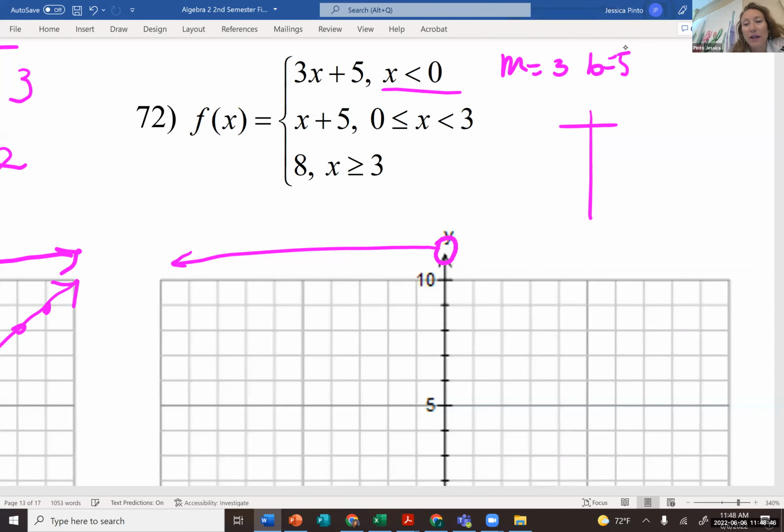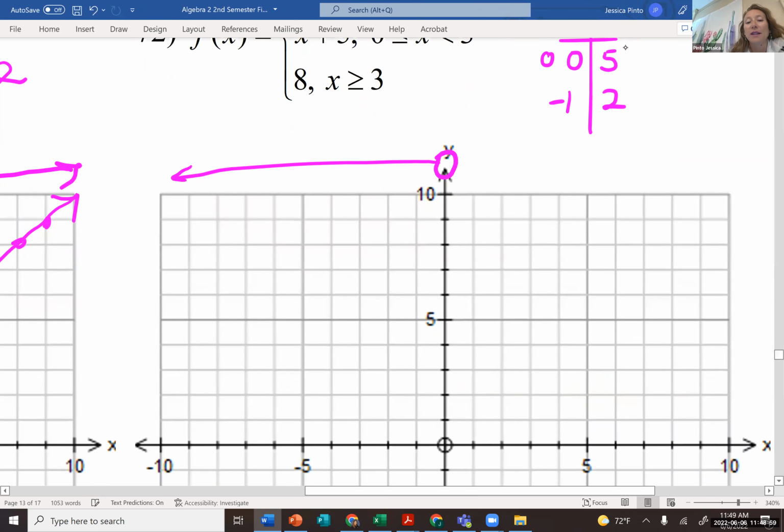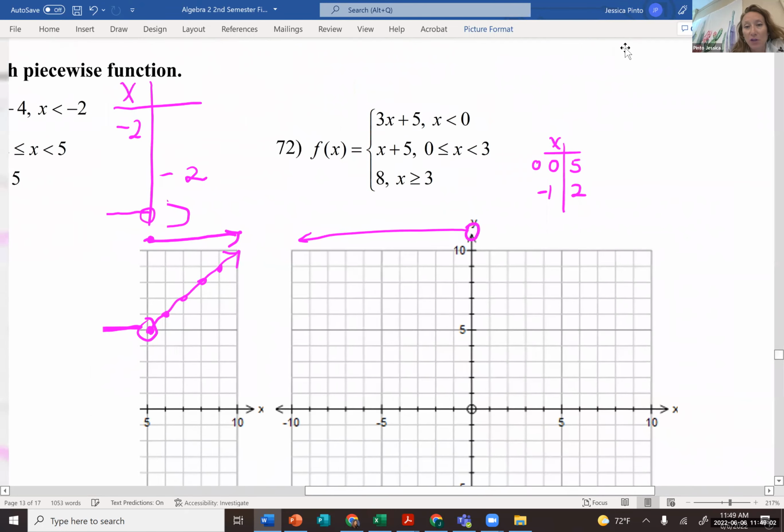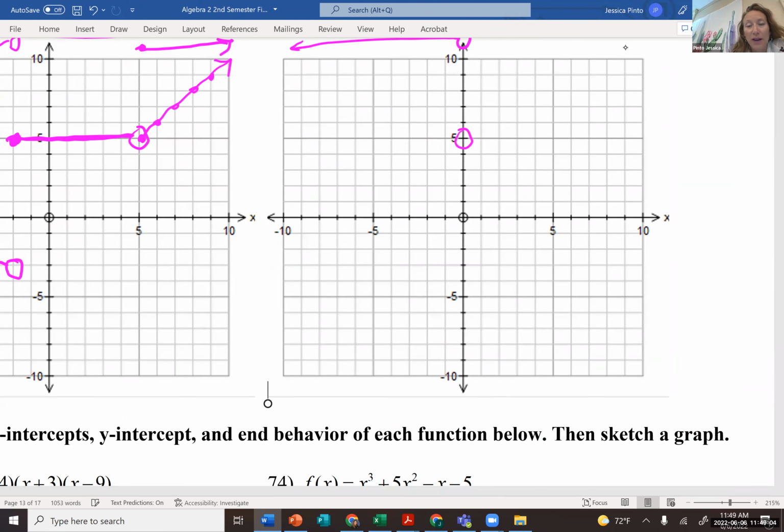But I like to just plug in these ordered pairs. So I'm going to plug in 0, that's the open circle, and I'll plug in negative 1. When I plug in 0, I get 5. When I plug in negative 1, I get 2. That's going to really help me draw this shape. So 0 for x, 5 for y, open circle there.